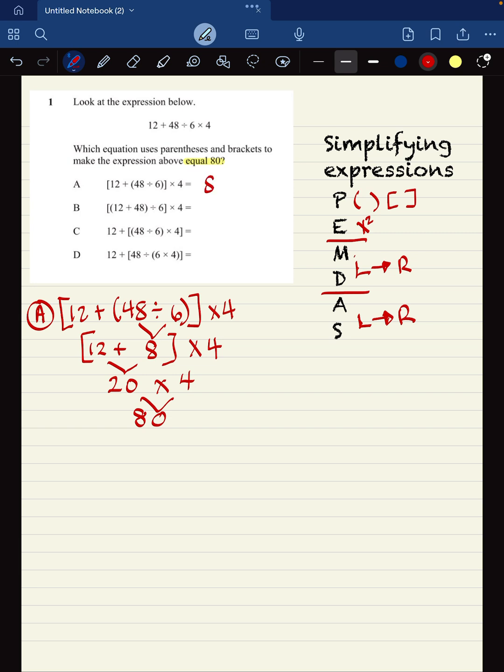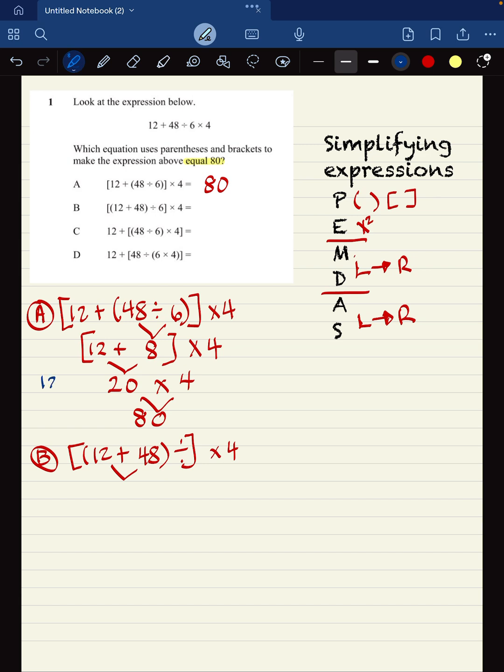And it so happens that letter A gives me 80, but I'm still going to go and solve the other ones just to make sure. I want to make sure that I didn't do anything wrong. And you're going to see how the other ones give you different answers because of the placements of the parentheses and the brackets. So again, we start with the parentheses first.